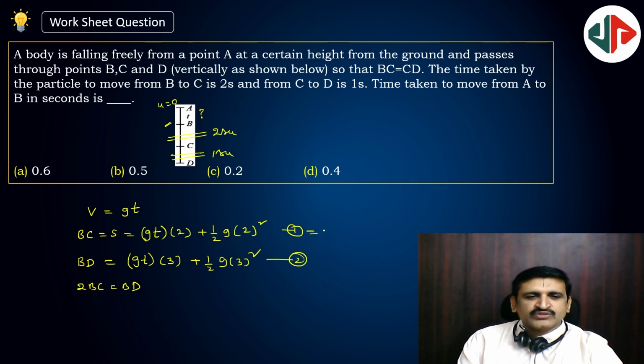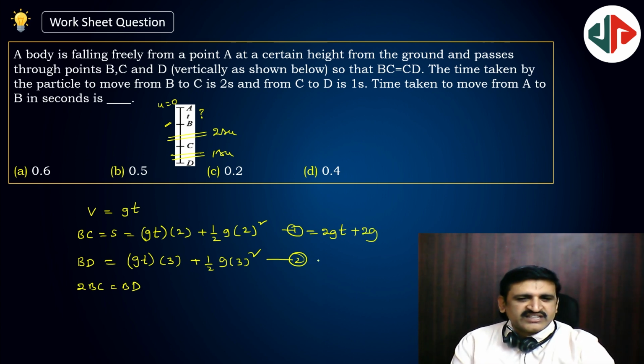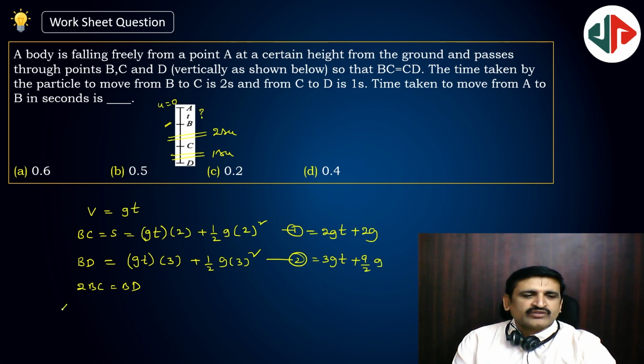This is 2gt plus 4. The 2 ones will go, it will be 2g. This is 3gt and plus this is 9 by 2. We'll put 9 by 2g only. Now 2 times BC, so 4gt plus 4g is equal to BD, 3gt plus 9 by 2 g, 4.5g. 9 by 2 means 4.5, I can write.